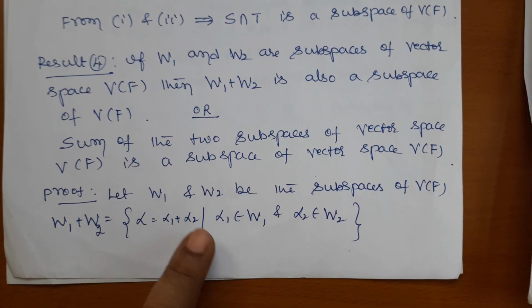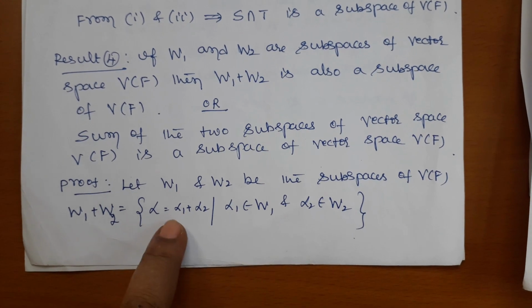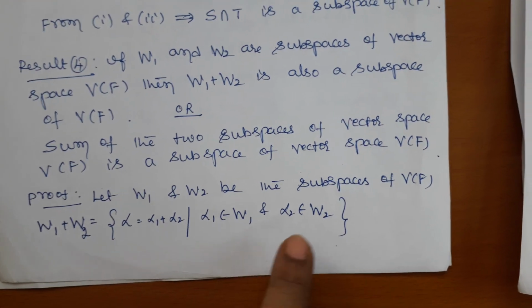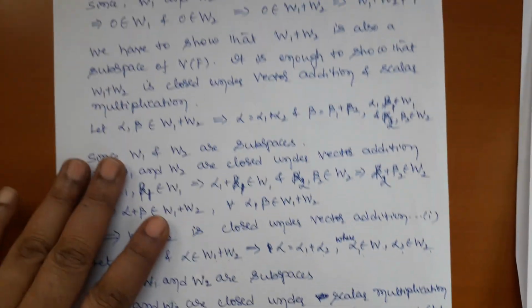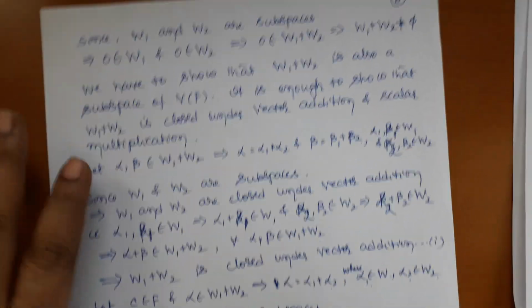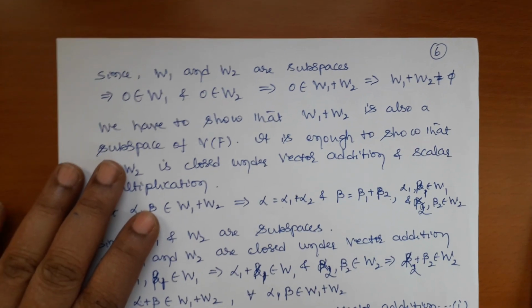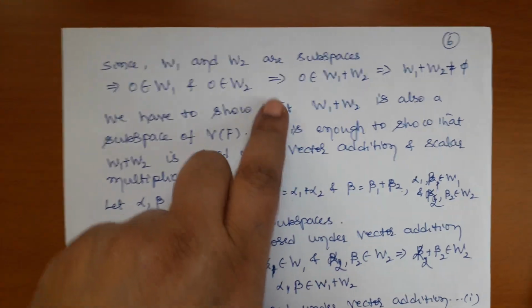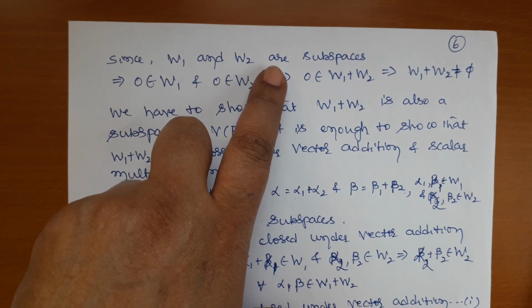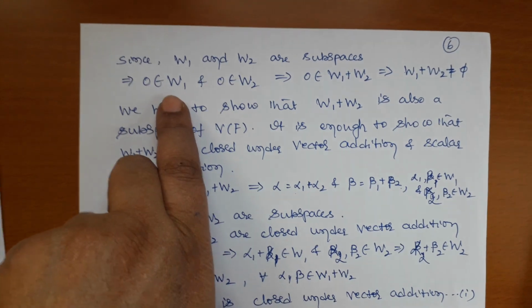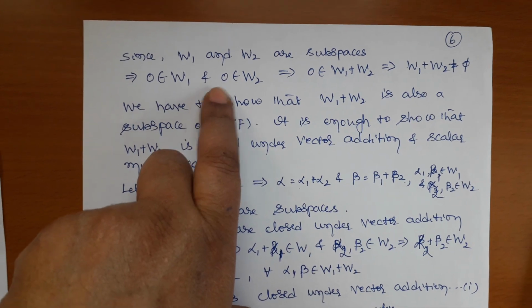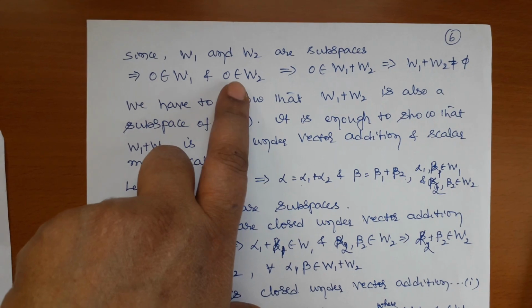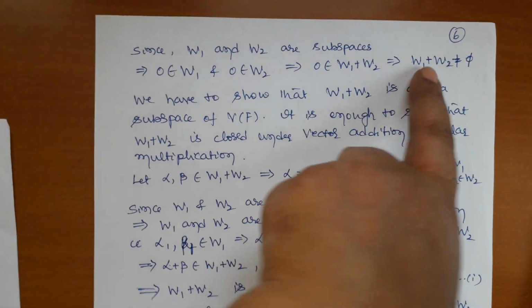Alpha has two terms, alpha 1 plus alpha 2, where alpha 1 belongs to W1 and alpha 2 belongs to W2. Now, I'm moving on. First, I have to show that W1 plus W2 must be non-empty. Since we already assumed that W1 and W2 are subspaces, definitely both are non-empty. They have a common vector, the identity vector 0, which belongs to W1 and also to W2. Then 0 plus 0, which is 0 only, belongs to W1 plus W2.